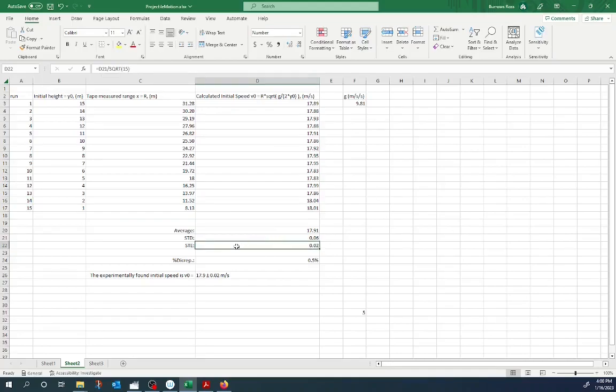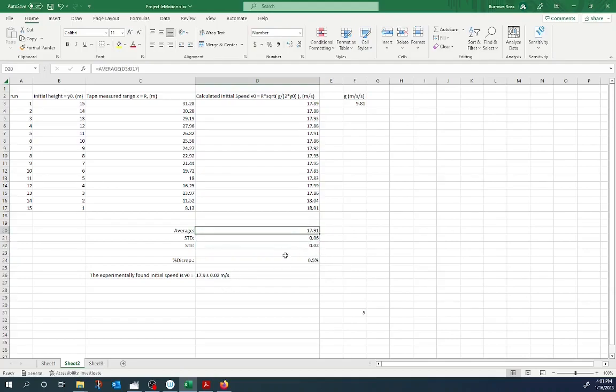So the standard error is the standard deviation divided by the square root of data points in your sample. In that case, it's 15. So it's divided by square root of 15. So that's 0.02. And that allows us to report our overall experimental result for the speed calculated by using these measured heights and length, initial height and horizontal range in the kinetic description of the motion. This is our average value, so we can report the result as the experimentally found speed is this average value plus or minus the standard error, 0.02.